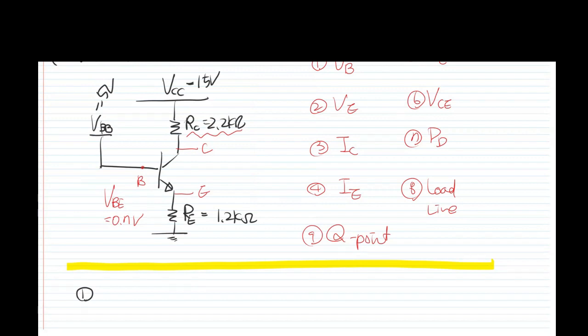What power dissipation where? Like total power dissipation? Yeah. Okay.